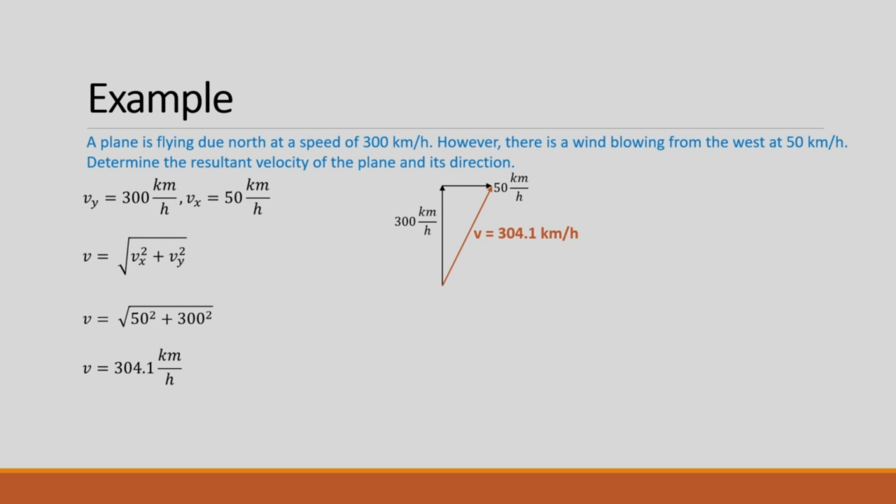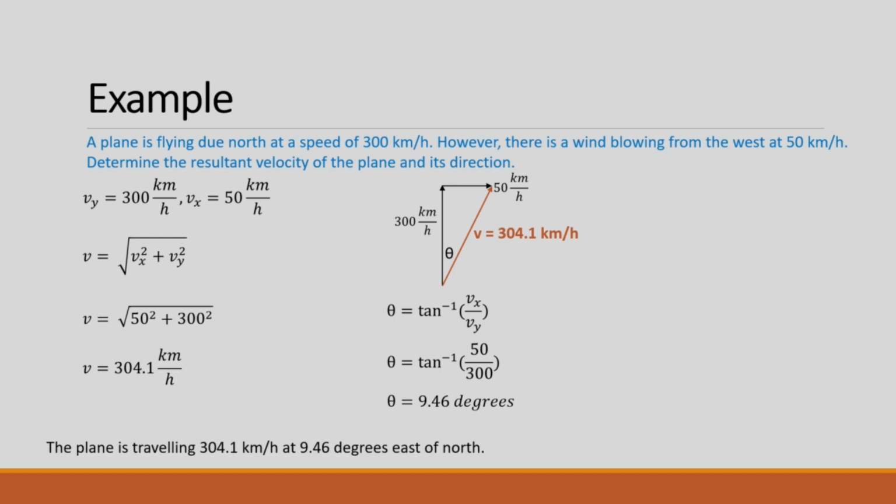Now we need to find the direction that it is traveling in. By using SOHCAHTOA, we see that the angle can be found using the inverse of tan of the x velocity divided by the y velocity. This is equal to the inverse tan of 50 divided by 300. And we find that the angle is equal to 9.46 degrees. Now we need to write out the direction. We can see from the diagram that the plane is moving east of north, so the final answer is that the plane is traveling 304.1 kilometers an hour at 9.46 degrees east of north.